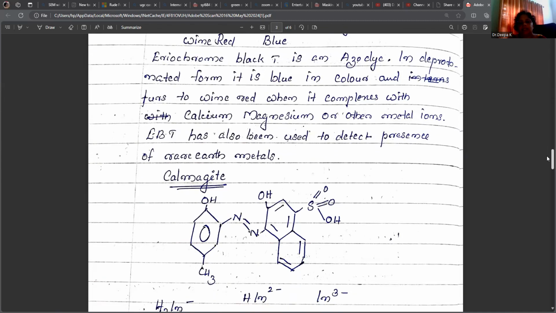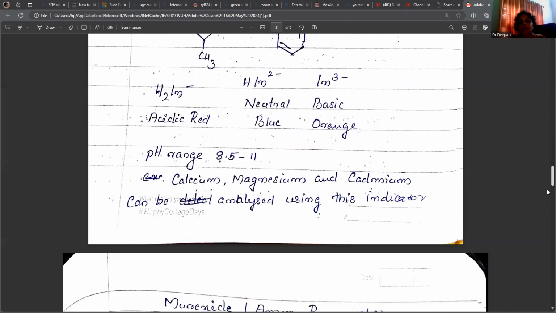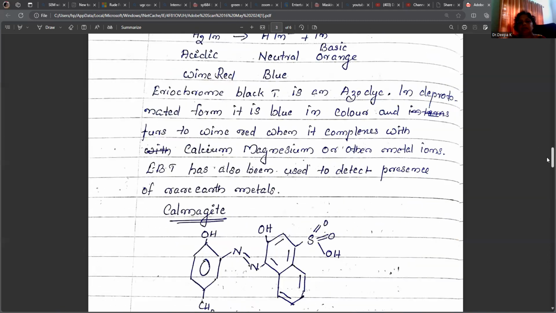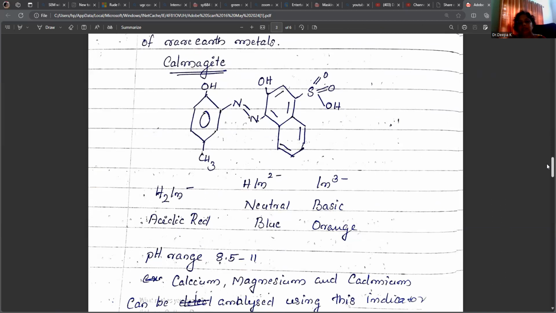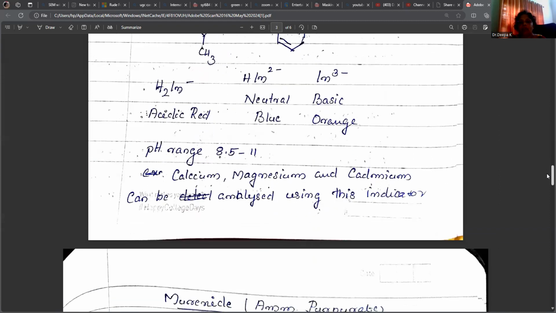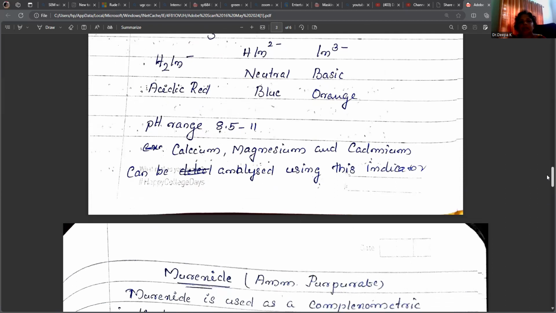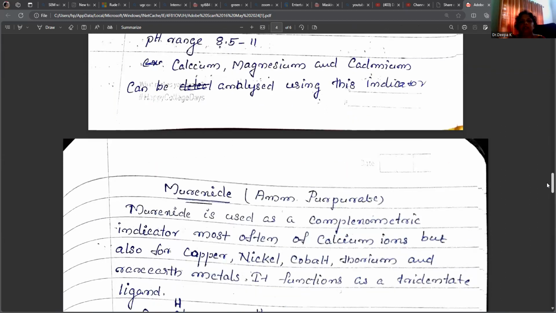Calmagite is another indicator used, which in acidic conditions is red. In neutral condition, it will be blue. And in basic conditions, it will become orange. The pH range is 8.5 to 11. It works in this pH. And calcium, magnesium, and cadmium can be analyzed using this indicator.